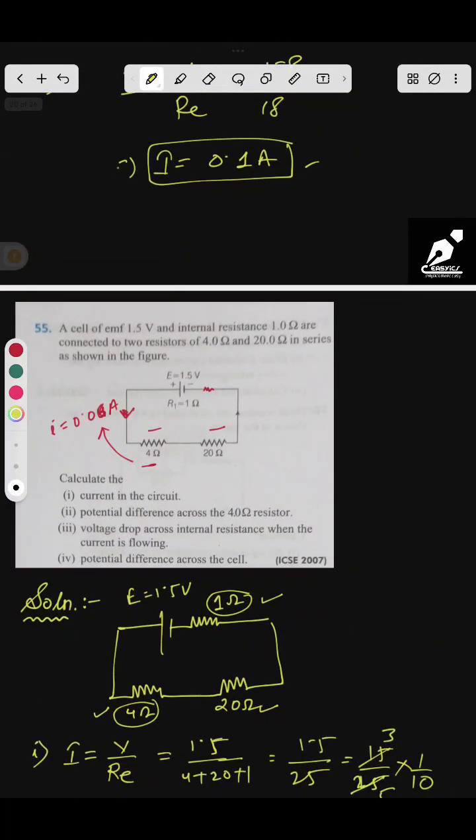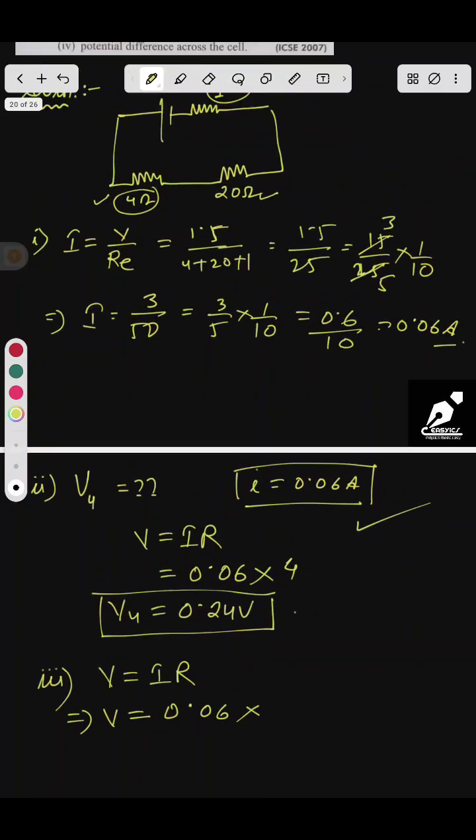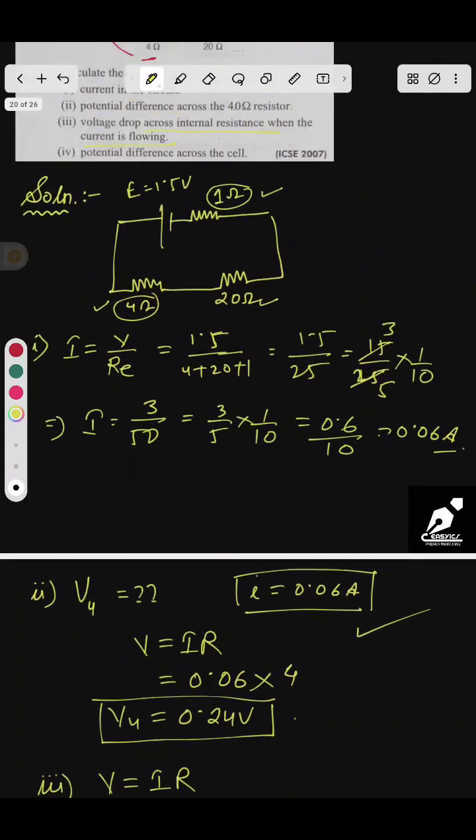Third part of the question, voltage drop across internal resistance when current is flowing. That means we need to talk about the potential difference in the internal resistance. Again, we'll be applying Ohm's law. V is equal to IR. What is the current of the internal resistance? Internal resistance is in series. The current in the circuit will be the current in the internal resistance, 0.06. And what is the internal resistance? Internal resistance is 1 ohm. So V is equal to 0.06. This is the potential drop of the internal resistance, right?